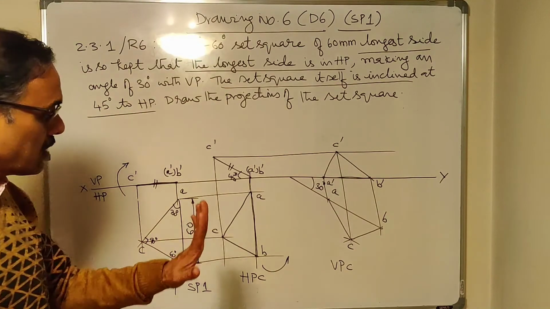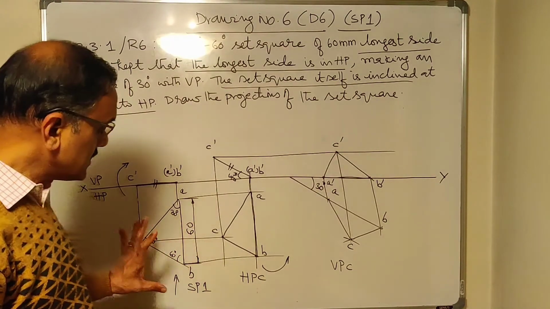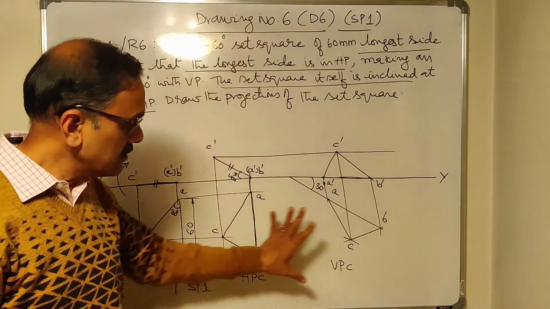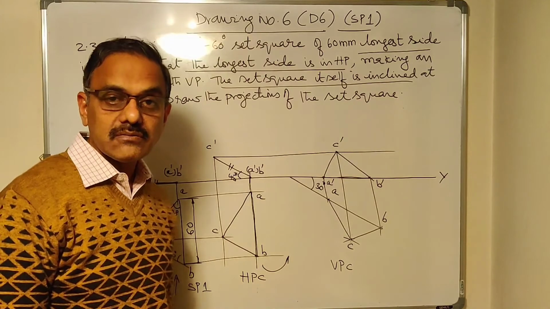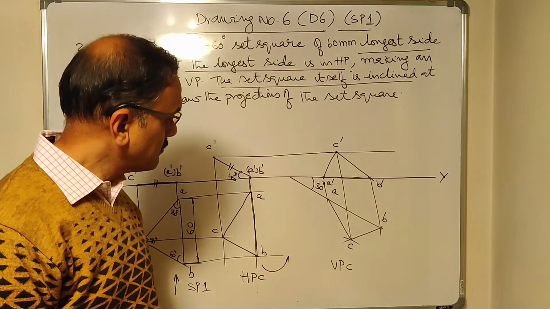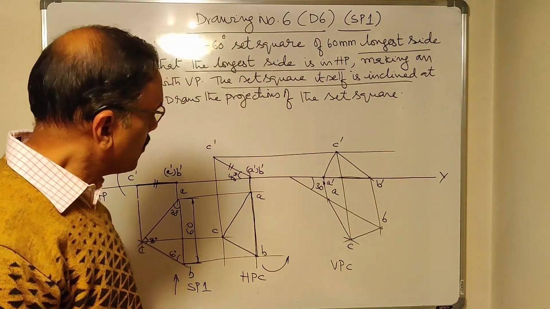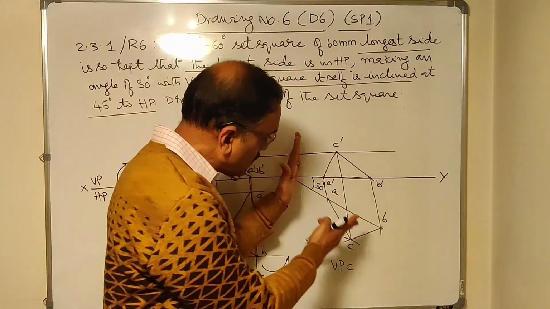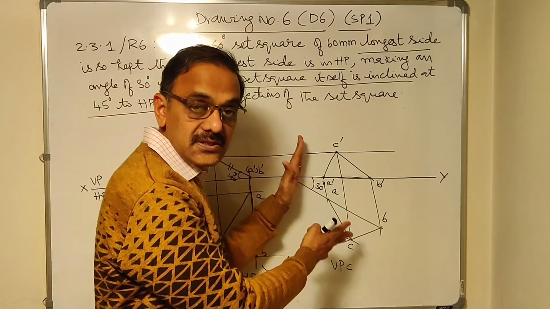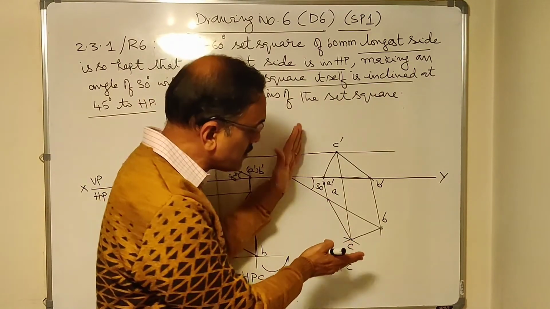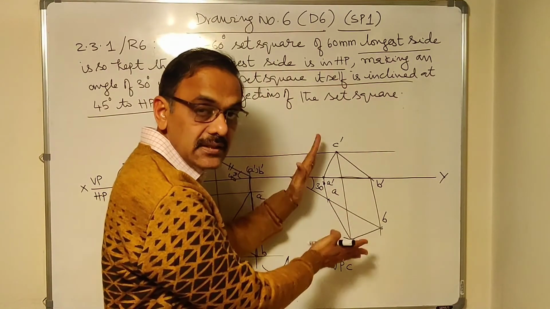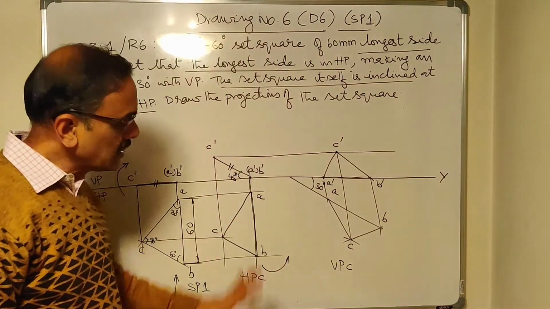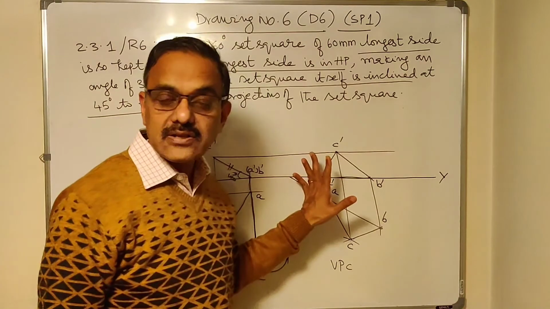So the problem is solved in 3 steps. This is SP1, this is where you have satisfied the HP condition, and this is the VP condition. So finally this is how the lamina appears. This is what you are asked to draw the projections for. You are asked to draw projections for this. To get this, I had to come through 3 steps. So in this step, all the conditions given are satisfied.